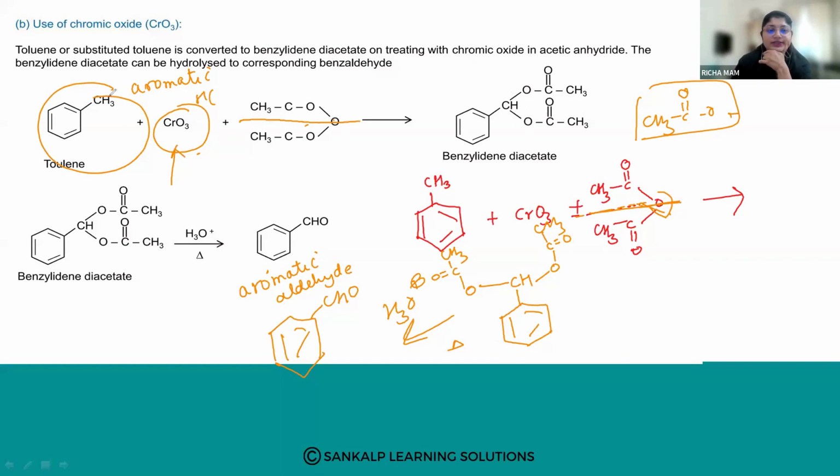So at this carbon, OCOCH3, OCOCH3. These two diacetate groups are added at the active carbon site, and you get benzylidene diacetate. And this benzylidene diacetate, if you heat it followed by hydrolysis, will give you an aldehyde, an aromatic aldehyde. Is it clear? So this is another reaction where we are converting aromatic hydrocarbons to aromatic aldehydes.